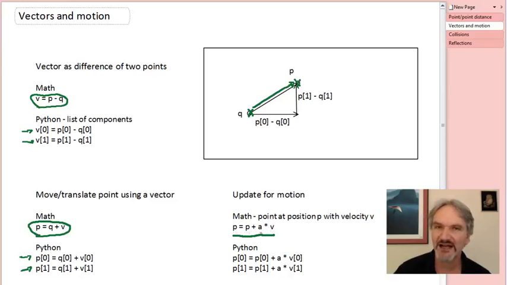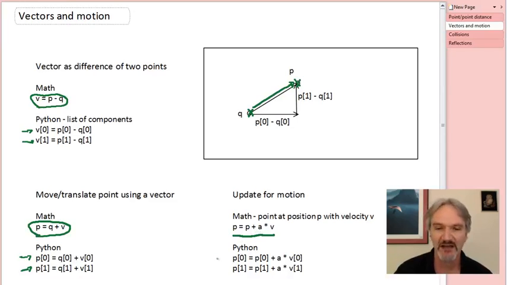Now there was a scalar constant in here, and that constant reflects the fact that we could take that velocity vector and we could scale it. We could make it longer or shorter. It would always point in the same direction, but for example, we could make it half as long by multiplying a by half. And so that was our update equation for how to move a point.